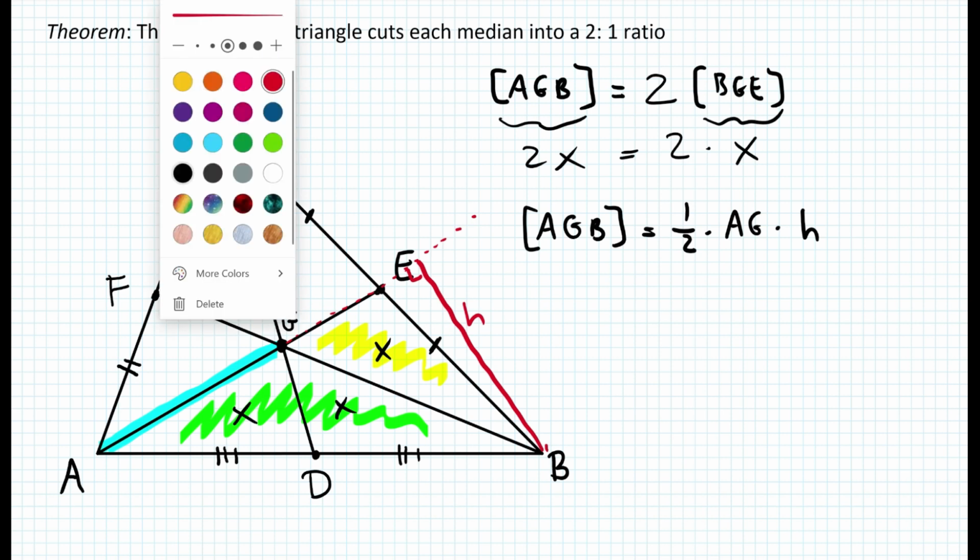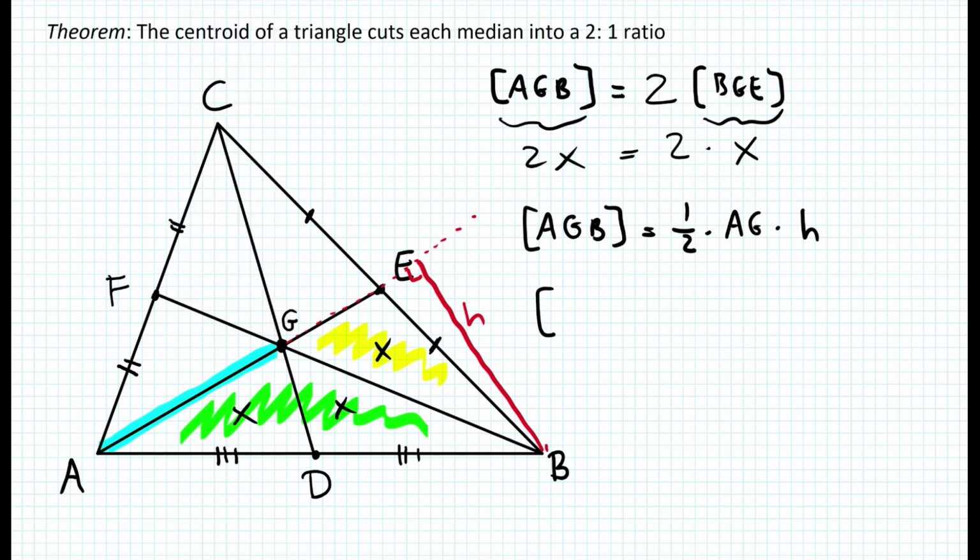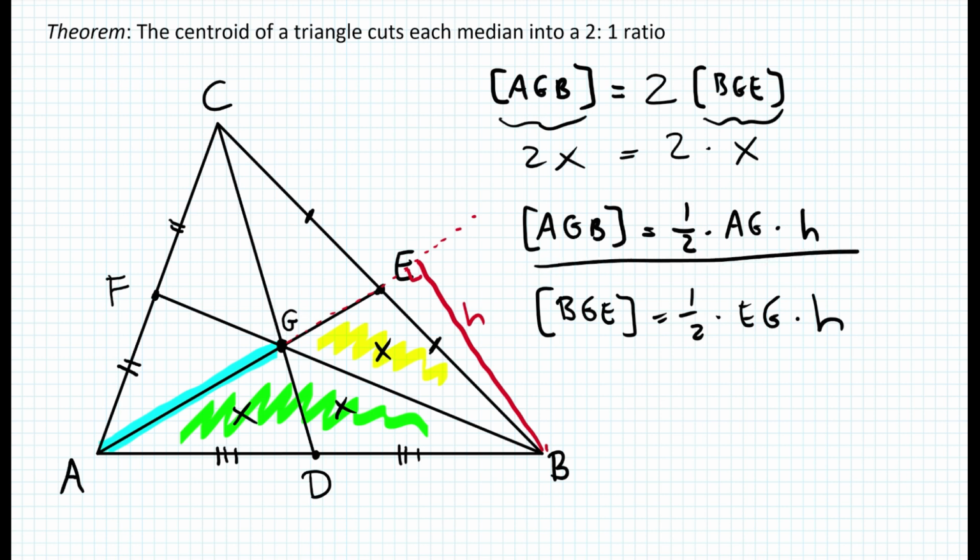In a similar manner, we can now find the area of triangle BGE, which is equal to 1/2 times the base. Now in this case it is GE, or let me call it EG, times the same altitude H. And that's a great thing because now they share the same altitude H. And we want to see what the ratio is between, for example, AG and EG, okay? So what we can do here is divide these two. Let me draw a better line. So we're going to divide it, and once you divide it, you're going to see a pattern here.